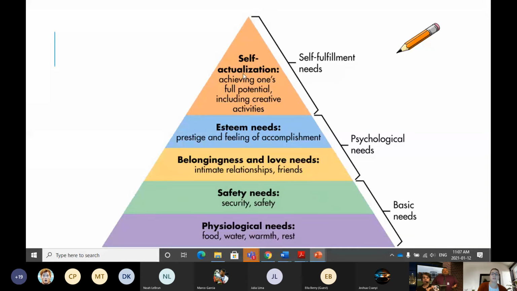But remember, self-actualization, it's a mouthful of a word, but think about it as self-fulfillment. So it's going to be different for everybody, but it's basically just achieving your full potential, what you deem as your full potential.